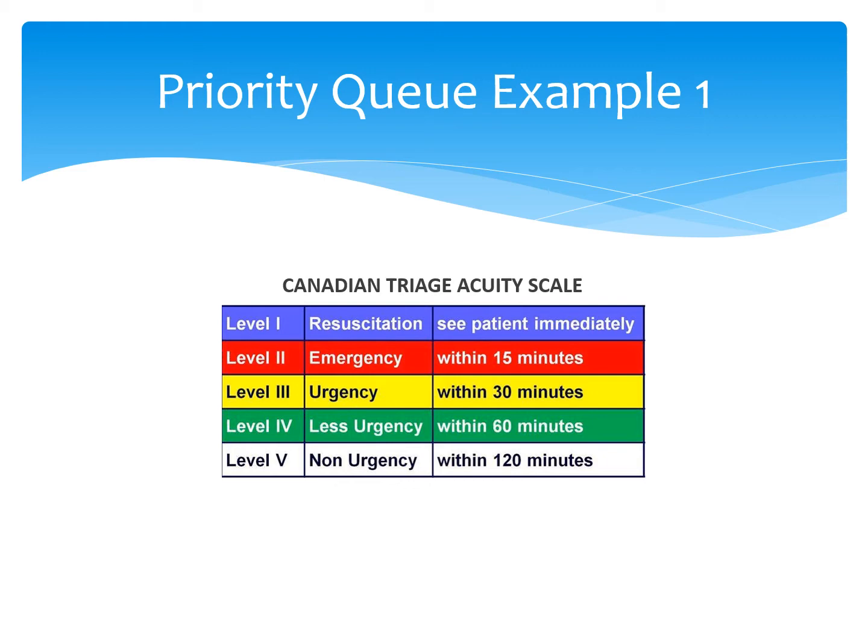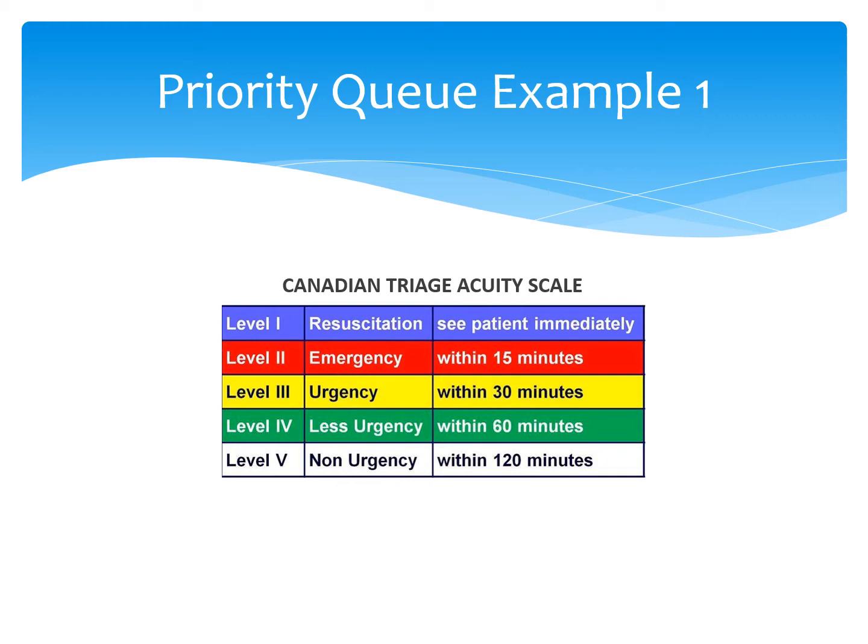As you can see, on the basis of the Canadian Triage Acuity Scale, a patient classified as level 1 resuscitation needs to be cured immediately, while a patient classified as level 5 non-urgency can be cured within 120 minutes.